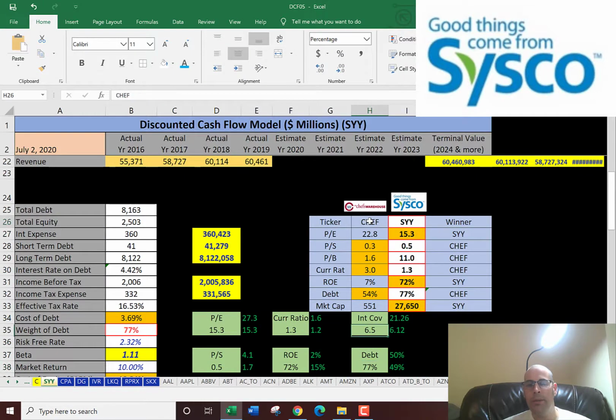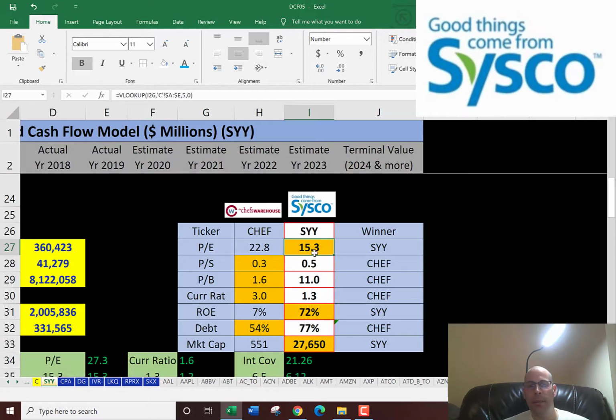And the best way to look at ratios is to compare them to its competitors. And I've done a video on Chef, so I can compare them to Chef. And if it's in orange, that means they have a better ratio than the competitor. So Sysco has a better PE than Chef. They're at 15. Chef is at 23. Chef has a better price to sales at 0.3. Sysco's 0.5.